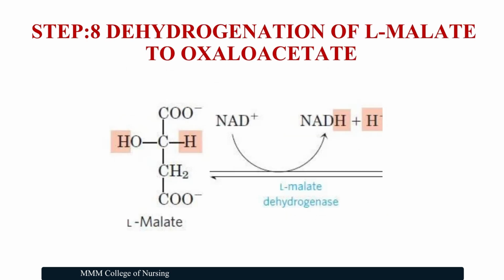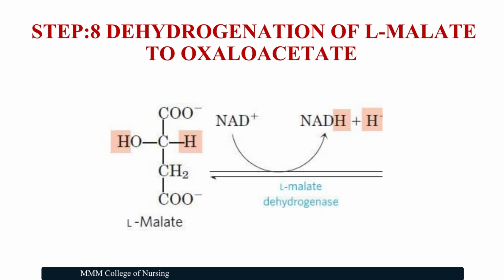And the next step, the last step, is a dehydrogenation of L-malate to oxaloacetate, and this is the final step of the Krebs cycle. The enzyme is malate dehydrogenase, and it oxidizes L-malate to produce oxaloacetate. In this step, one more NAD+ is reduced to NADH plus H+, and the product oxaloacetate is the exact same molecule we started with back in step 1.